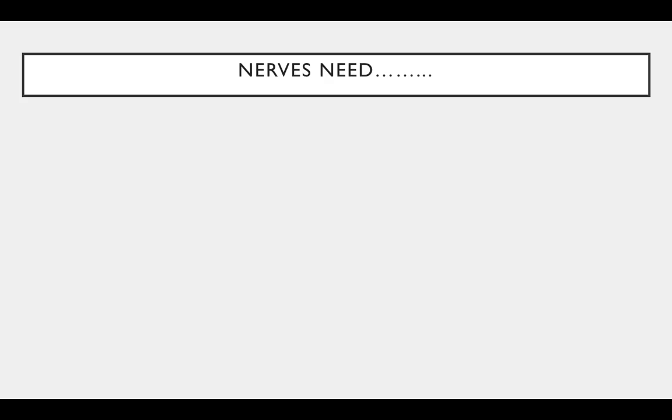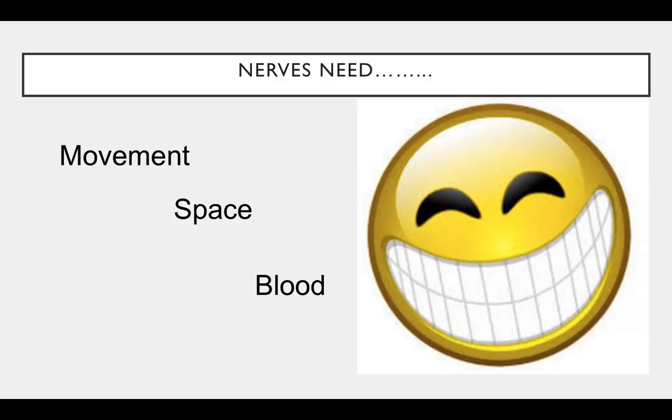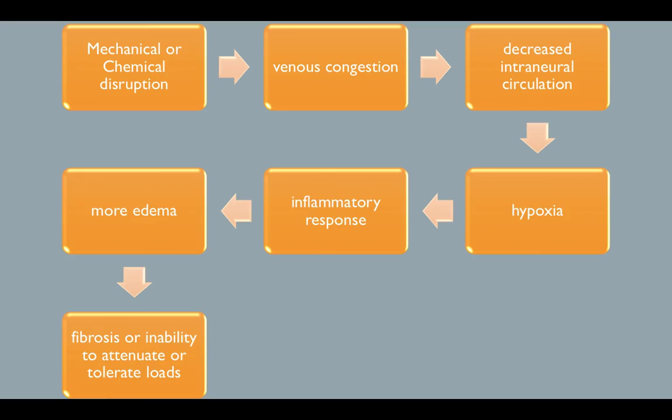To summarize so far, nerves need movement, space, and blood to be happy and healthy. Nerves can become unhealthy via mechanical or chemical disruption. This disruption leads to venous congestion, which can then lead to decreased intraneural circulation, and then to hypoxia, which results in an inflammatory response, more edema, and then finally fibrosis or the inability to attenuate or tolerate loads.